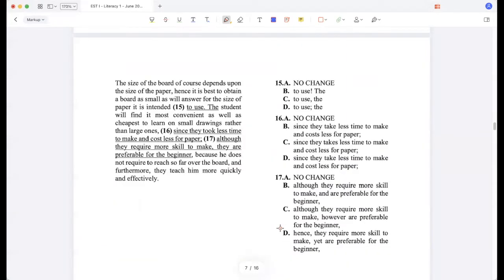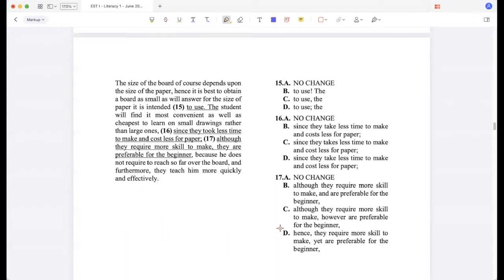The size of the board, of course, depends on the size of the paper. Hence, it is best to obtain a board as small as will answer for the size of the paper it is intended to use. The student will find it most convenient as well as cheapest to learn on small drawings rather than large ones.